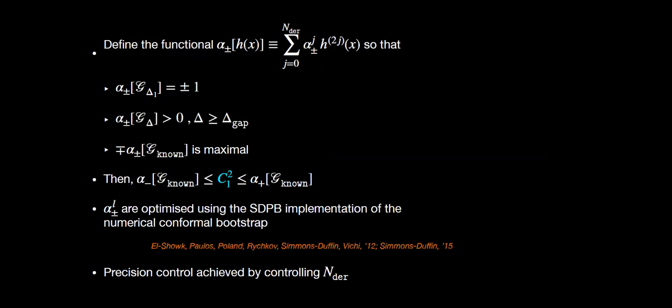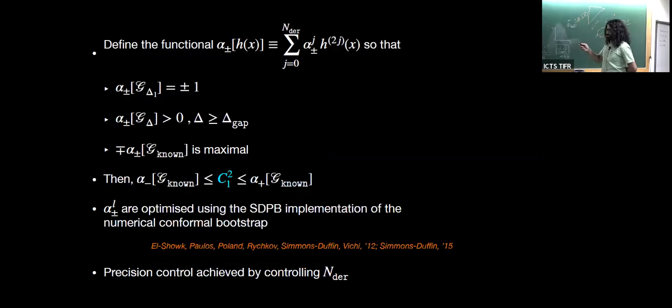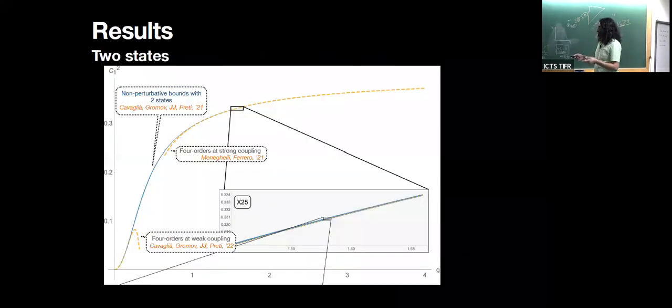So let me show you preliminary results now. Just by using the first two states in the spectrum, out of the 10 states I showed you, and doing this bootstrap, we managed to get this plot for this structure constant c square 1.